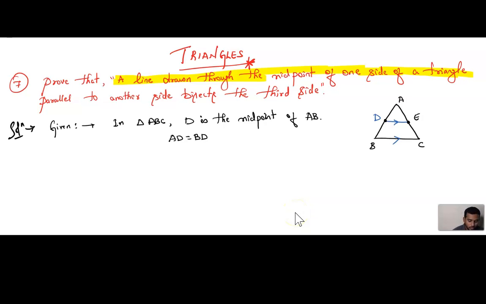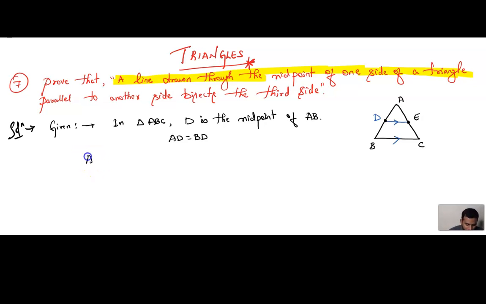Understood? Now after this, what did we do? Remember, first what did we do? We drew one triangle. Then we made a point D as a midpoint. After that, what did we do? We have drawn one line. That we have to write. Just write it. That's it. Nothing else. Okay?